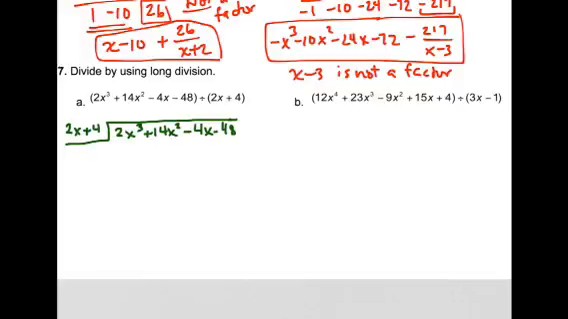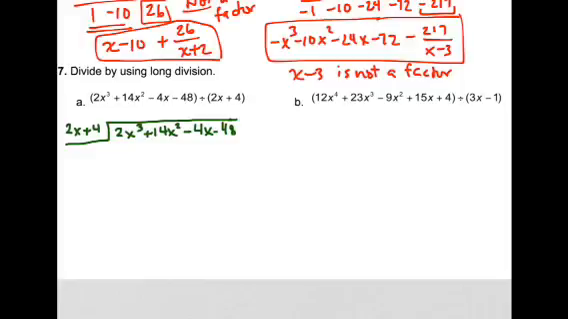Alright, so I set up 7a with long division, because you cannot use synthetic division for this one. Well, actually, you could if you divide everything by 2. The dividend and the divisor, everything by 2, you could do it, but we're just going to keep it as it is. So you ask yourself, what do you have to multiply the 2x by to get 2x cubed? And so the answer would be x squared.